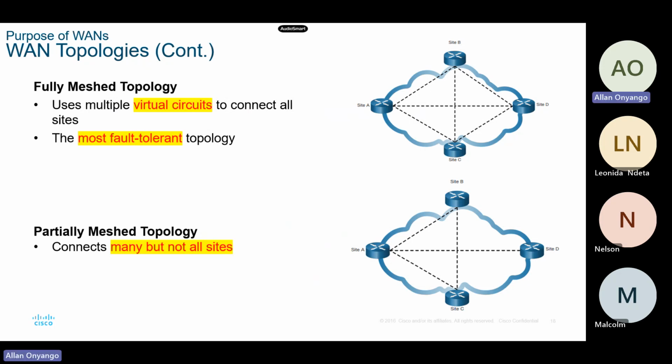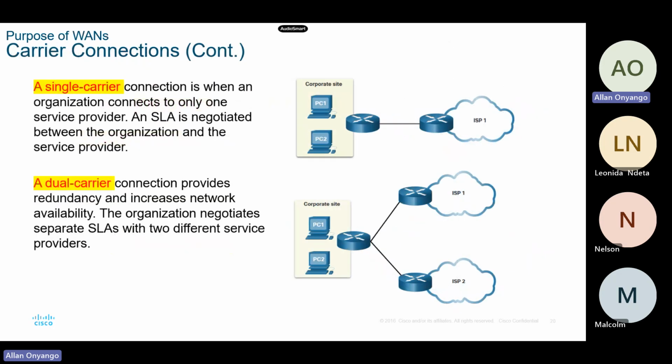Then we have a fully meshed topology, just like what we call a wire mesh. Every device within this topology has a connection to every other device. So it's like multiple virtual circuits connected within the site. And this is the most fault tolerant, because of the greatest level of redundancy. Every device is connected to each other. So that is a fully meshed. Then we have partially meshed topology, whereby the devices are connected, but not all of them are connected to each other. And we can, of course, just see the topology here.